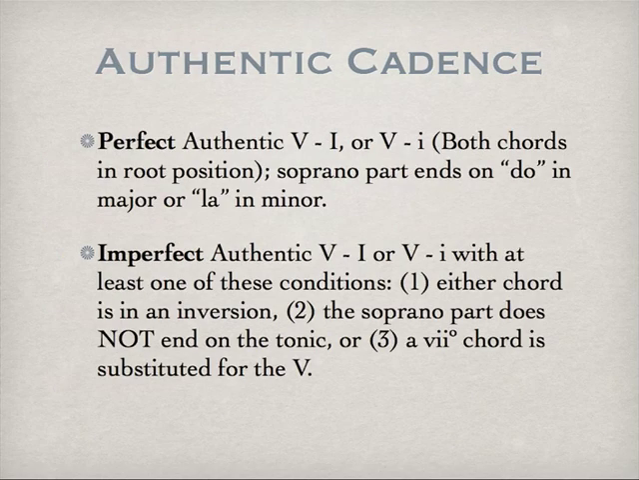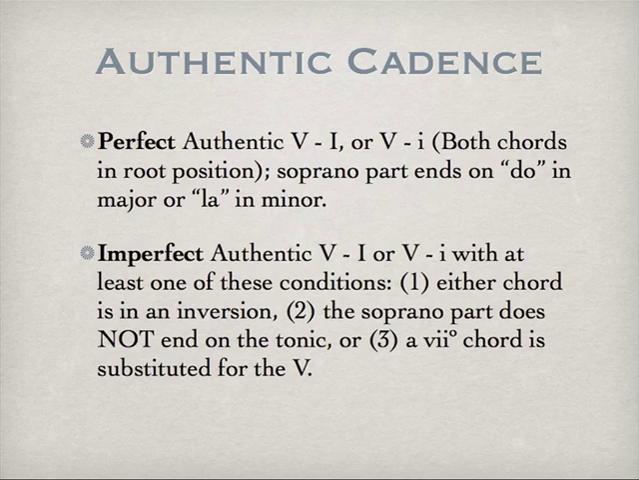There are two types of authentic cadence, a perfect authentic and an imperfect authentic. Both are 5 to 1. An authentic cadence is a 5 to 1 cadence. But a perfect authentic has both chords, the 5 chord and the 1 chord, in root position, and the soprano always ends on the tonic. In major, that's do. In minor, that's la.